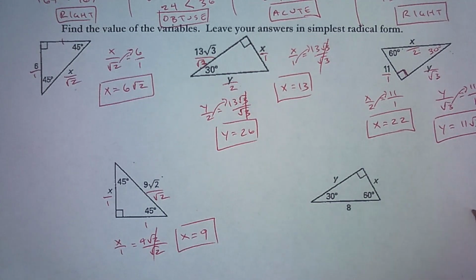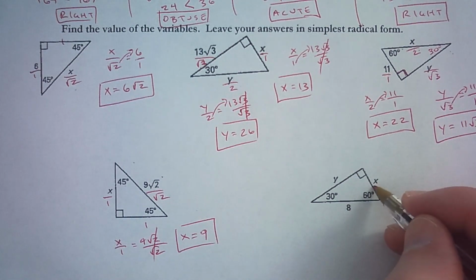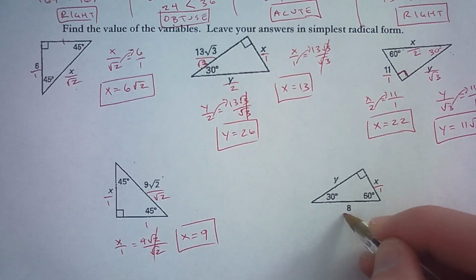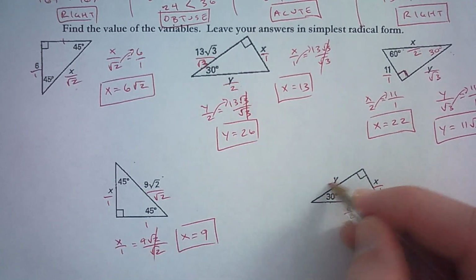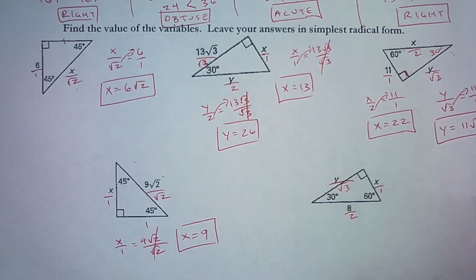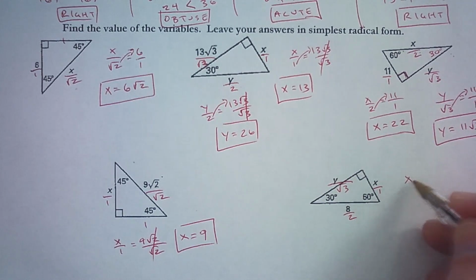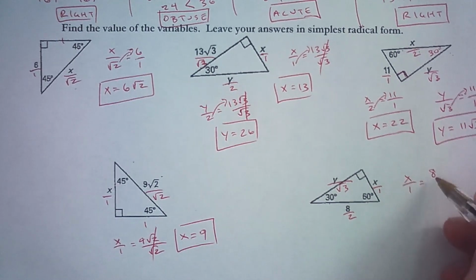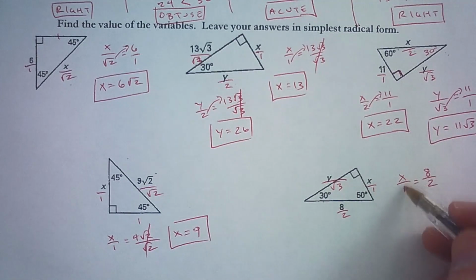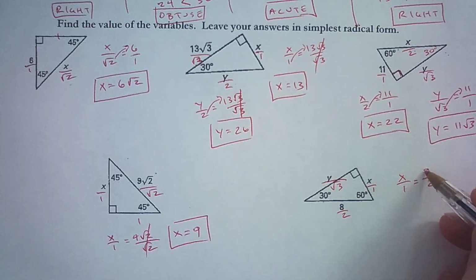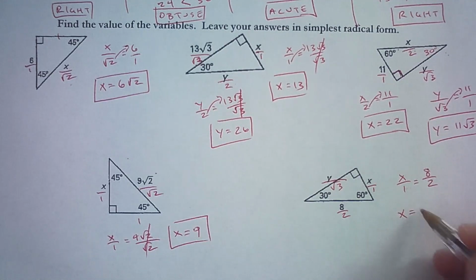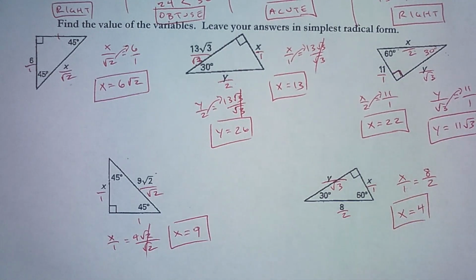And our last one here is another 30, 60, 90. Okay, so the shortest is to 1, the longest, the hypotenuse, is to 2, and the medium side is to the square root of 3. So we have x is to 1 as 8 is to 2. Okay, so all we have to multiply across is a 1, so we just get x is 8 over 2, and 8 over 2 is 4.